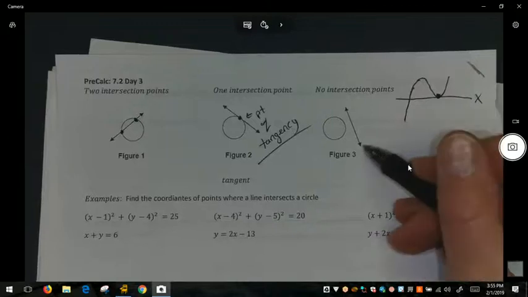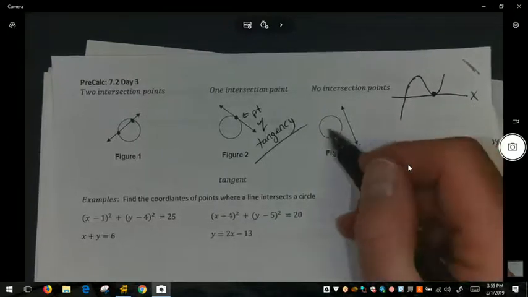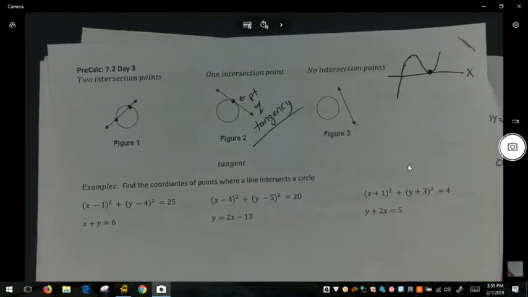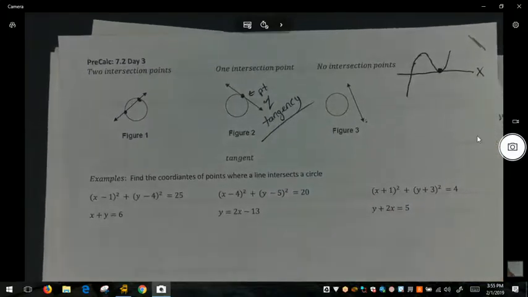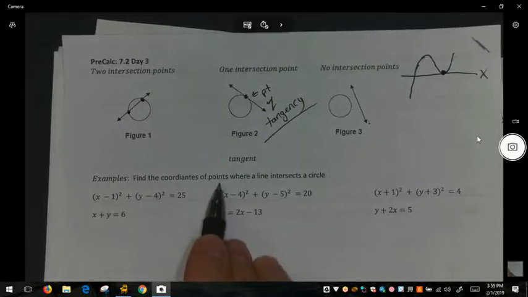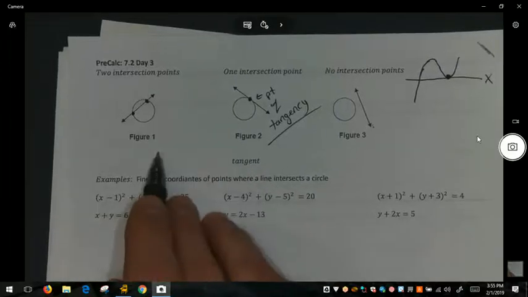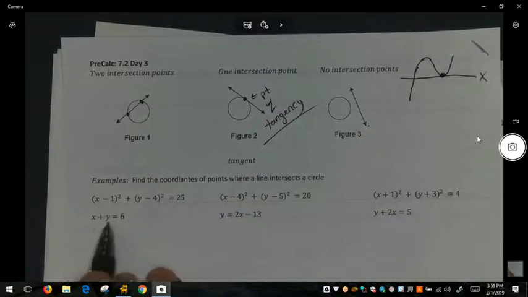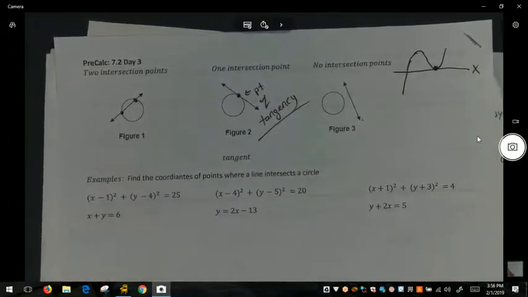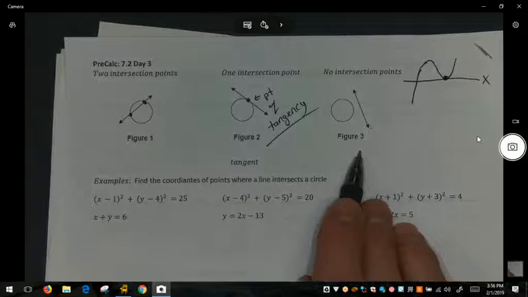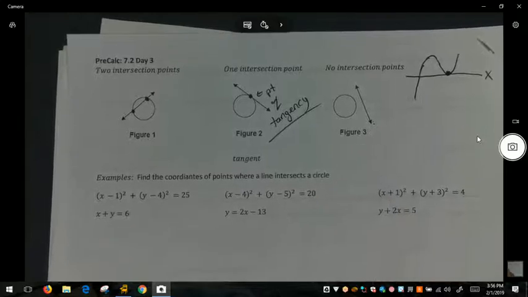And figure 3 is where we have the equation of the circle and the equation of the line, and we find that they actually don't intersect. So let's look at each of these examples. Find the coordinates of the points, or point, where the line intersects the circle. So for this one, it's going to be like figure 1, I know this because I've already worked it out, that it's going to have 2 intersection points. This will be an example where it will only have a point of tangency, and this will be an example that matches figure 3, where there is no solution.